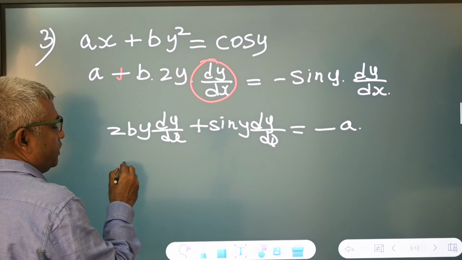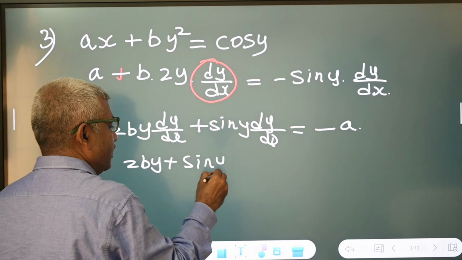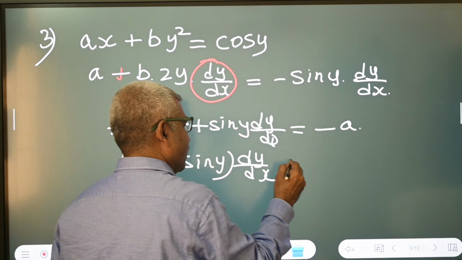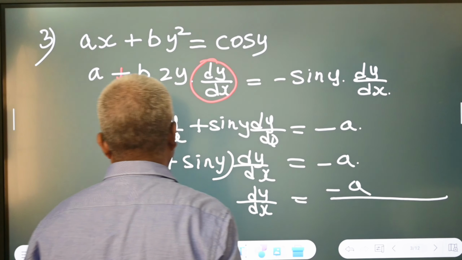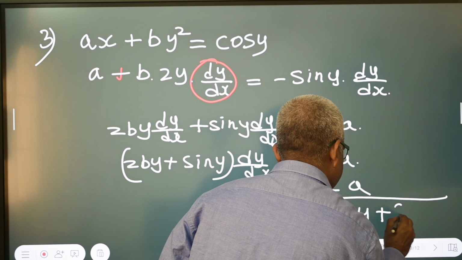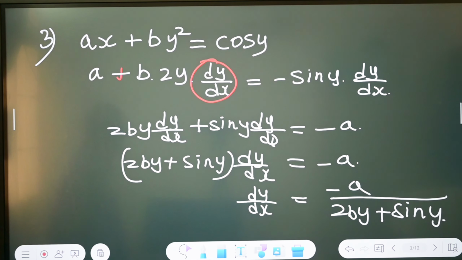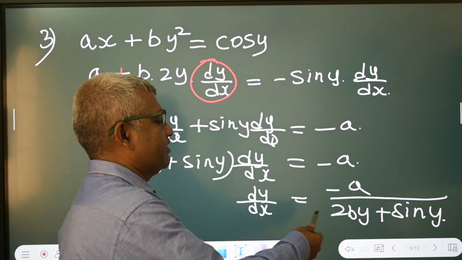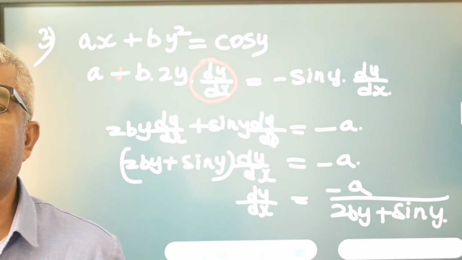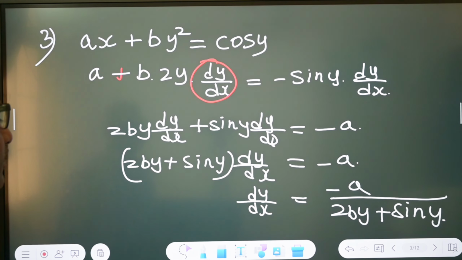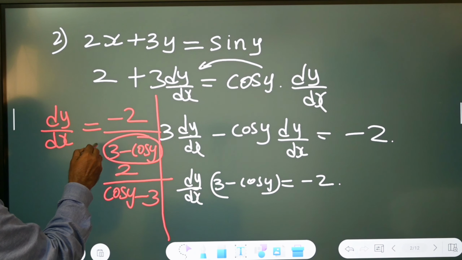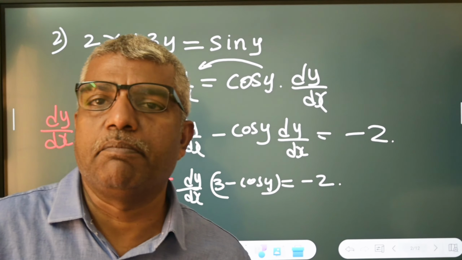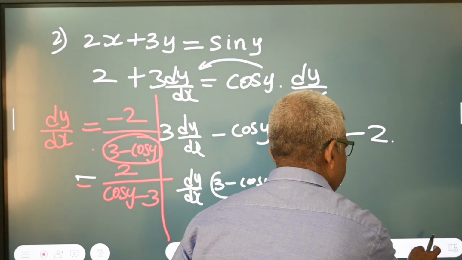Take dy by dx out: 2by plus sin y, dy by dx equal to minus a. Dy by dx is equal to minus a over 2by plus sin y. Here the numerator is having a minus sign, let it be, because even if you interchange, the minus sign will be there. In the previous sum, we had 3 minus cos y. Here we multiplied the denominator with minus, and the numerator also with minus, so the numerator sign has gone. Now here it is not possible.